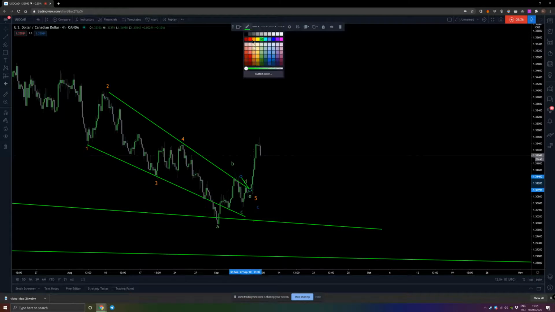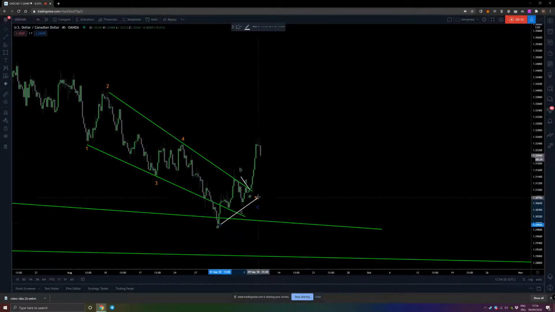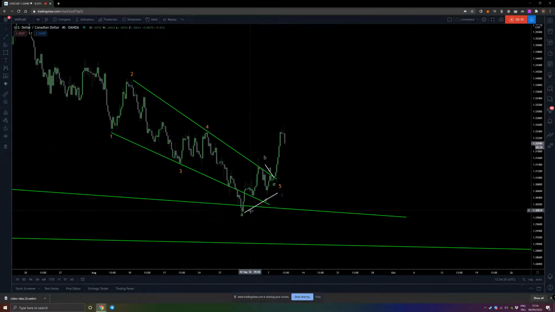So let's change the color actually. So let's make it like white. Maybe this is the B wave. And then, A and C trend line. Maybe A and C doesn't work. Maybe C and E. Okay. I know it looks ugly, but it can be. If that's the case, then this is the fifth wave and this is the C wave.